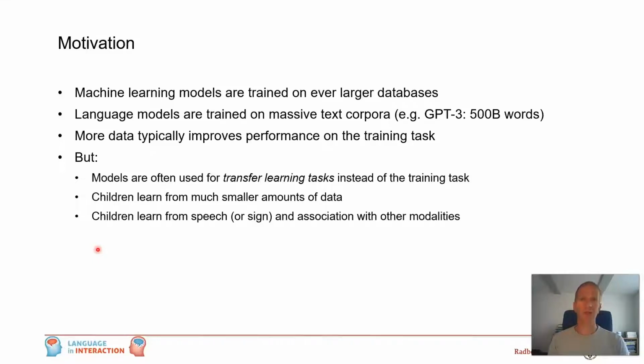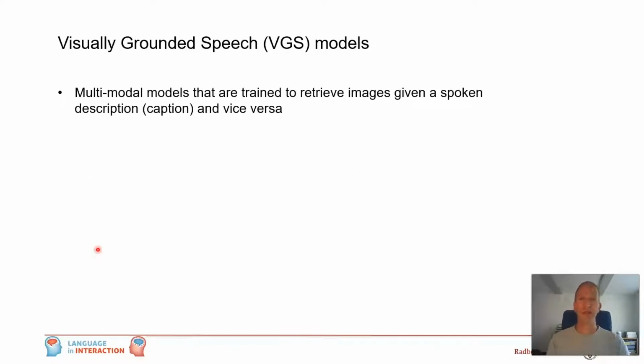If we want to have a model that is a bit more realistic, in the sense that it learns language more like a human does, it needs to be trained on smaller amounts of data, and it needs to be trained on speech paired with another modality. This is why we use visually grounded speech models. These are multimodal models that receive both images and spoken captions describing the image, and they have to learn to associate these.